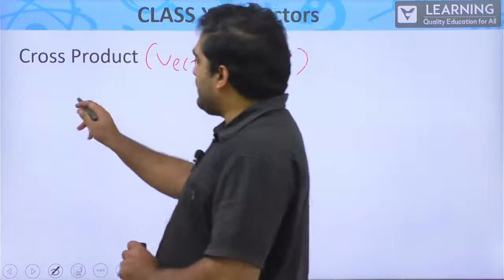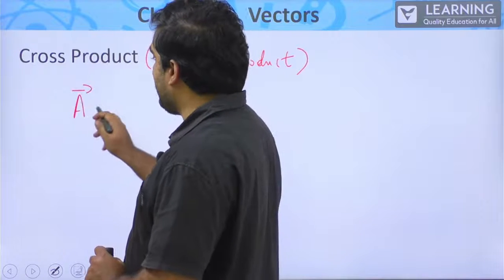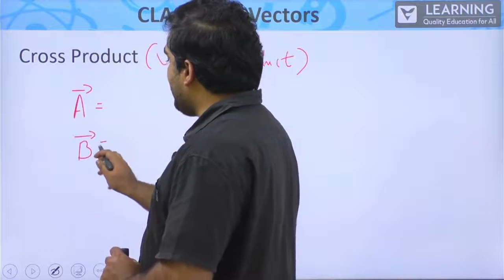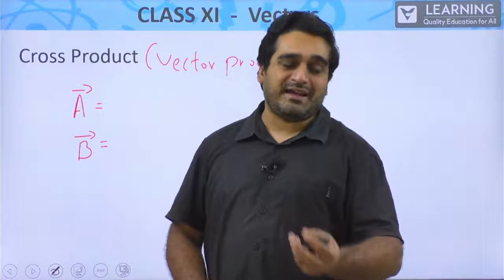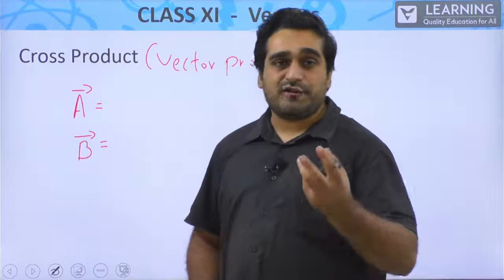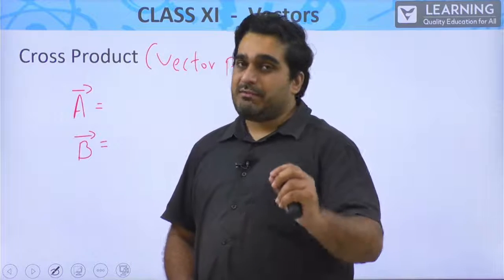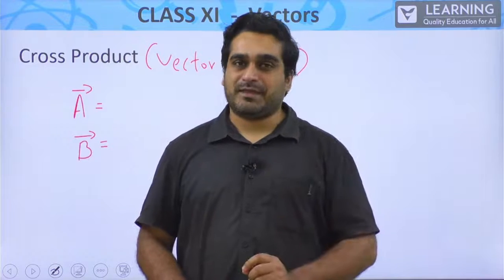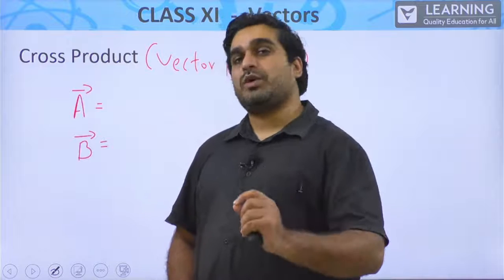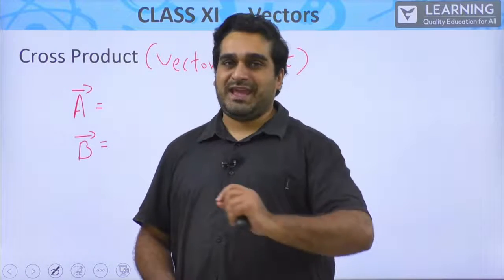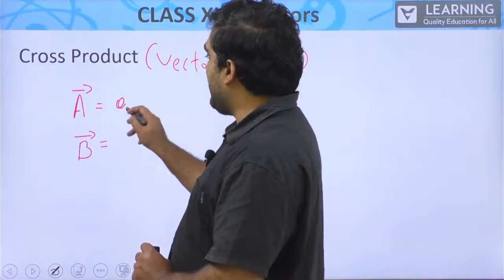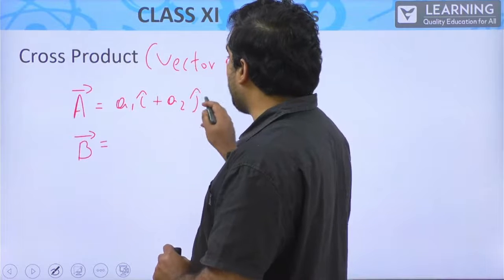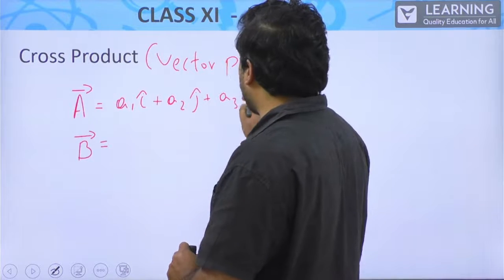So let's have a look at the two vectors. One is the A vector and the other is the B vector. The A vector is represented in an analytical format, using a set of base vectors. Now remember the base vectors for two dimensions are i cap and j cap. But here I'm going to represent it in three dimensions, also with the k cap. So first I have A1 i cap plus A2 j cap plus A3 k cap.